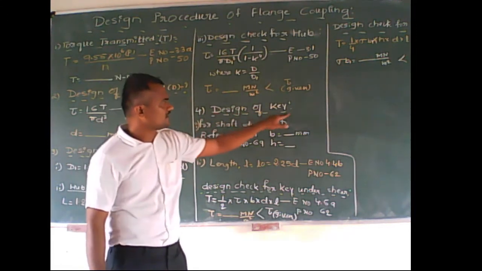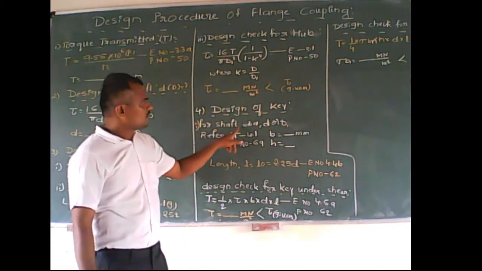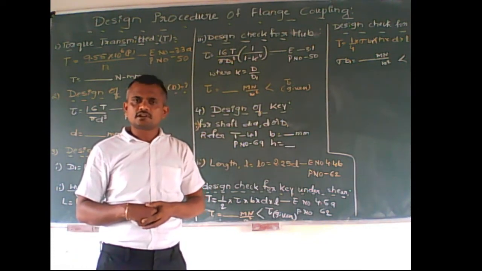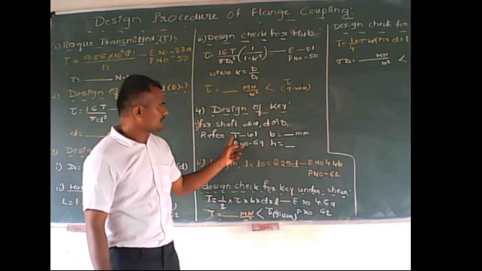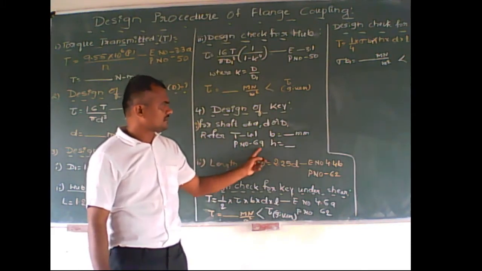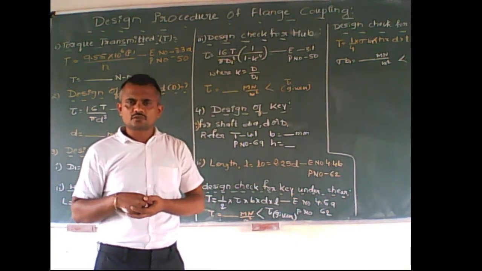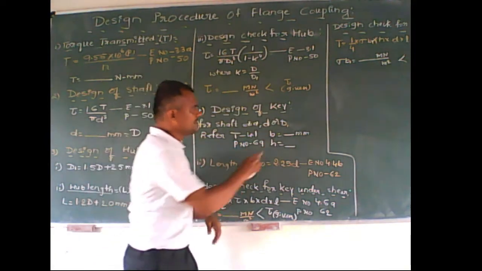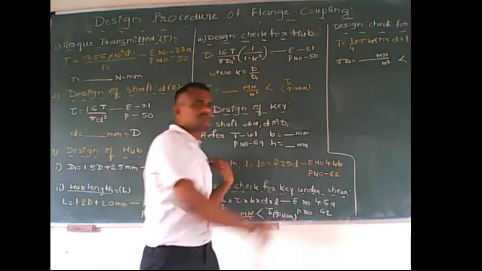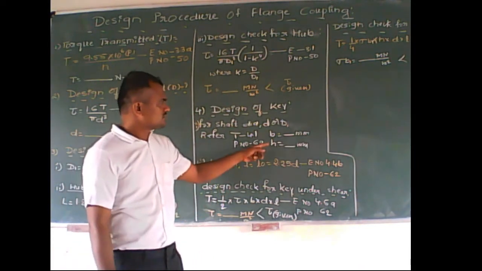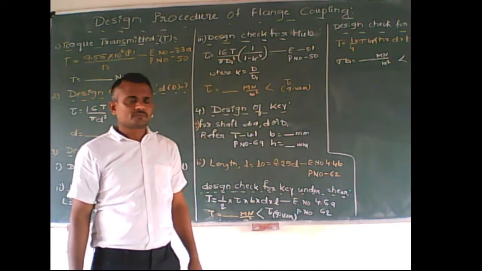Afterwards, we have to go for the design of a key. In this, for a shaft diameter of so and so, suppose you get a shaft diameter of 20 or 30 mm, you have to refer to table number 4.1 on page number 69. There you will get, for a shaft diameter of so and so much, what the b and h values are. Both these values you will get in mm.